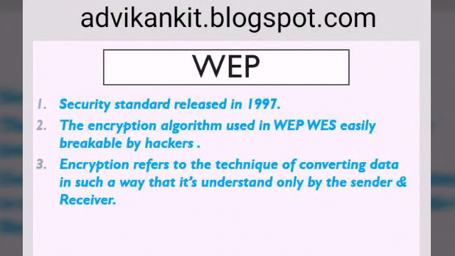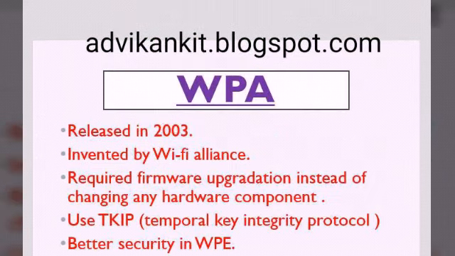So we need WPA. WPA, which was released in 2003 and invented by the Wi-Fi Alliance, required firmware upgradation instead of changing any hardware component. It uses the TKIP algorithm, that is Temporal Key Integrity Protocol. Better security than WEP. As you saw earlier, the encryption algorithm in WEP was easily breakable, but here the algorithm was a bit higher level.